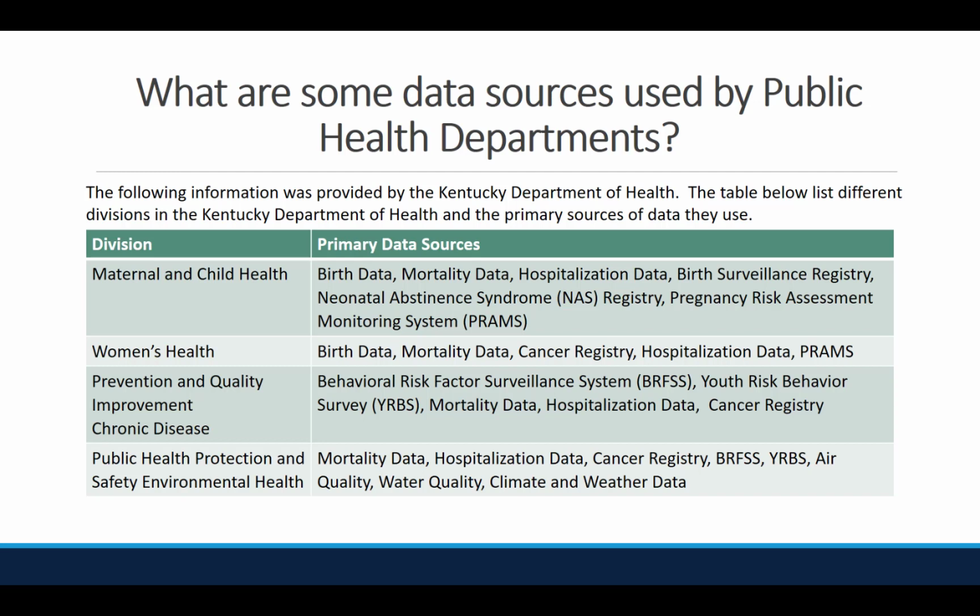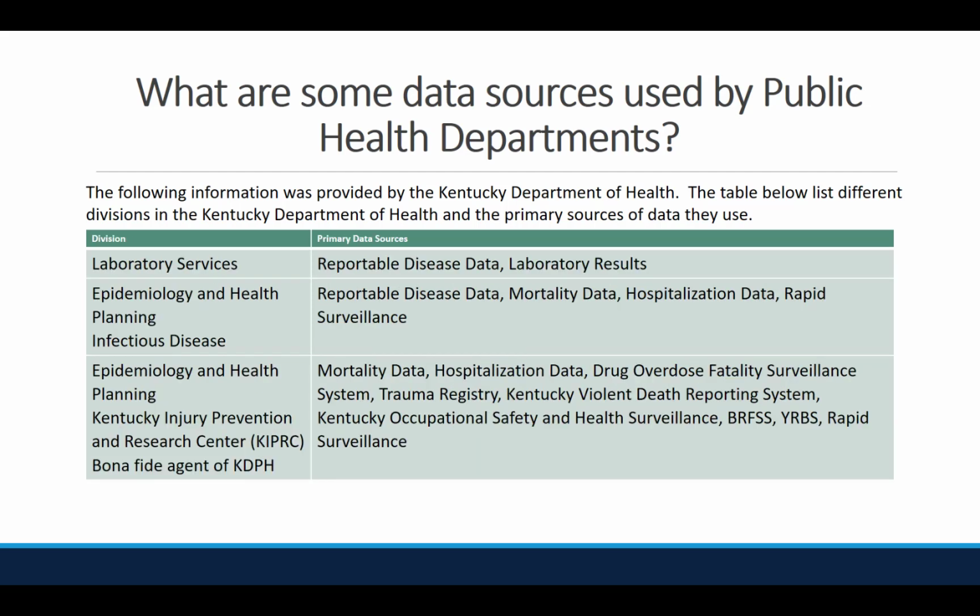To the right, we have primary data sources. Some of these primary data sources will appear under more than one division. So for example, if my research question involved public health, primary sources of data that I could look into would be birth data, mortality data, cancer registry, hospitalization data, and PRAMS. The list continues on. In order to identify potential primary data sources, you may first want to decide what division your research question would lie under.